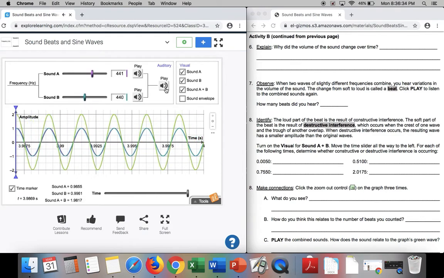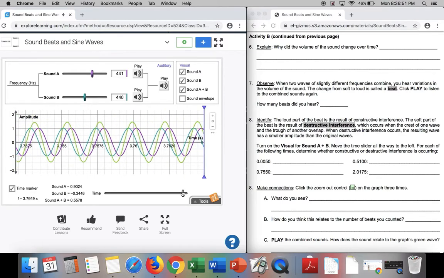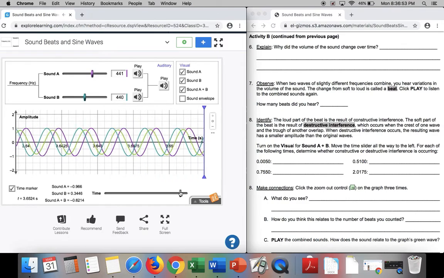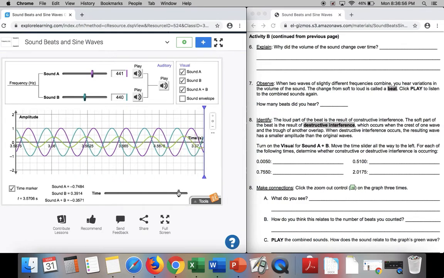you should have seen that there are some areas where you've got some constructive interference happening, which is where the amplitude of the two combined waves is higher than or larger than the amplitude of each individual wave. But then you also have some areas of destructive interference, and that's where it's going to be smaller. It's where the crest of one and the trough of another wave are overlapping, and it's going to create a lower amplitude, which will create a softer sound.